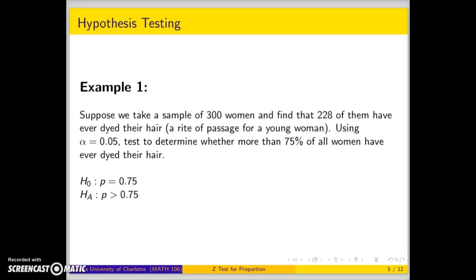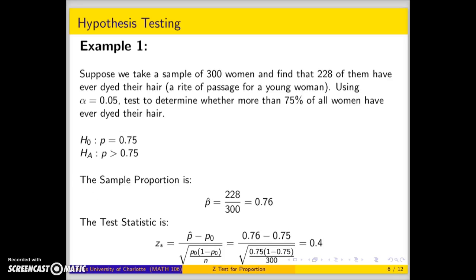So the alternative hypothesis is p is greater than 0.75. And then the null hypothesis is p is equal to 0.75. And it's 0.75 and not 75 because since we're dealing with proportion, it's always between 0 and 1. So convert the percentages to proportion.